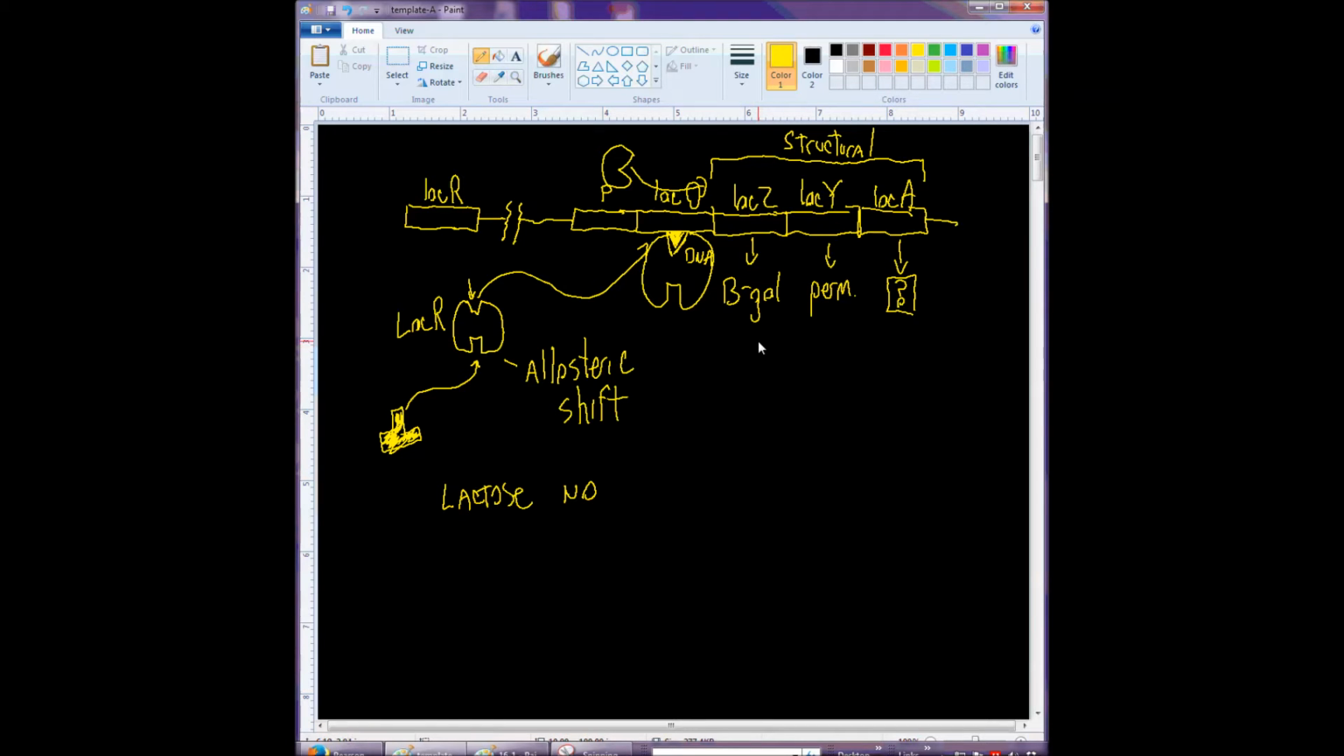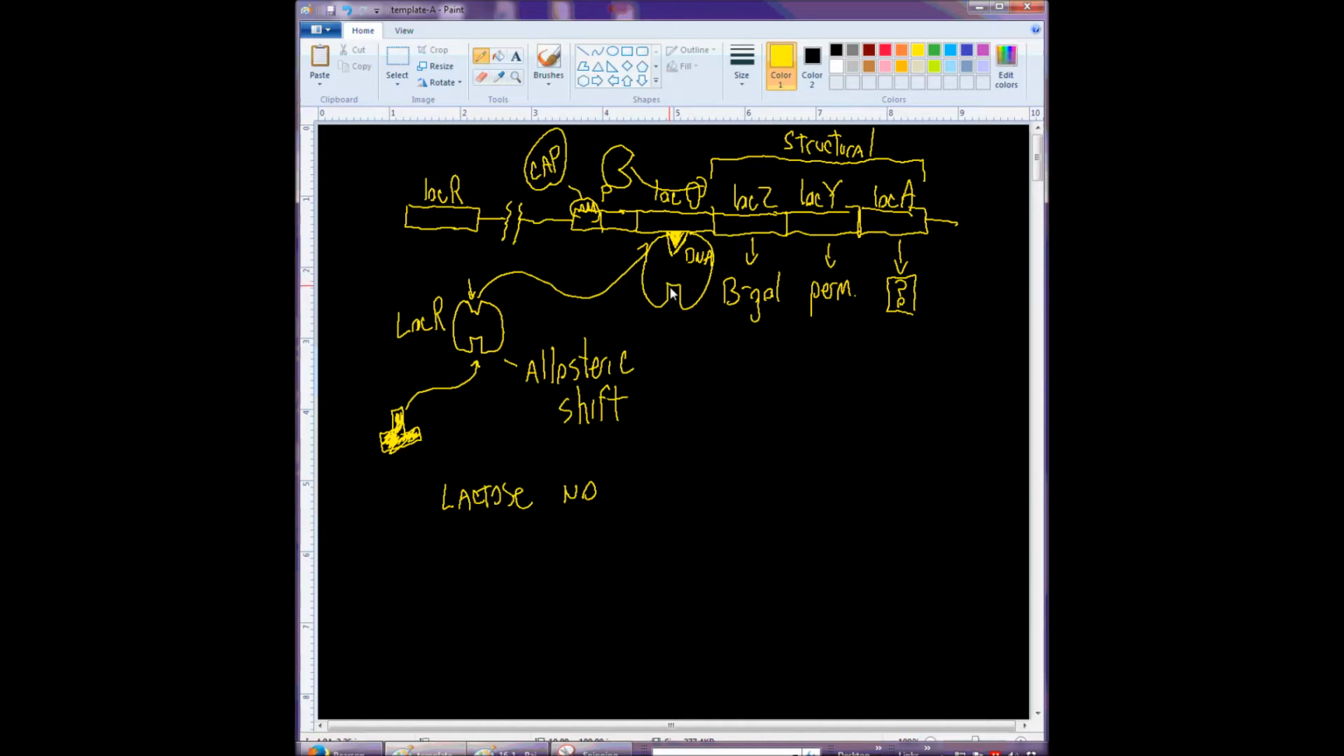Now there's also the CAP binding protein, which binds to the part of the promoter region up here, the CAP binding site. We're not going to talk about that part in this question. We'll save that for a later question. And that's the CAP protein. So let's not worry about that for now. Let's just worry about the repressor.